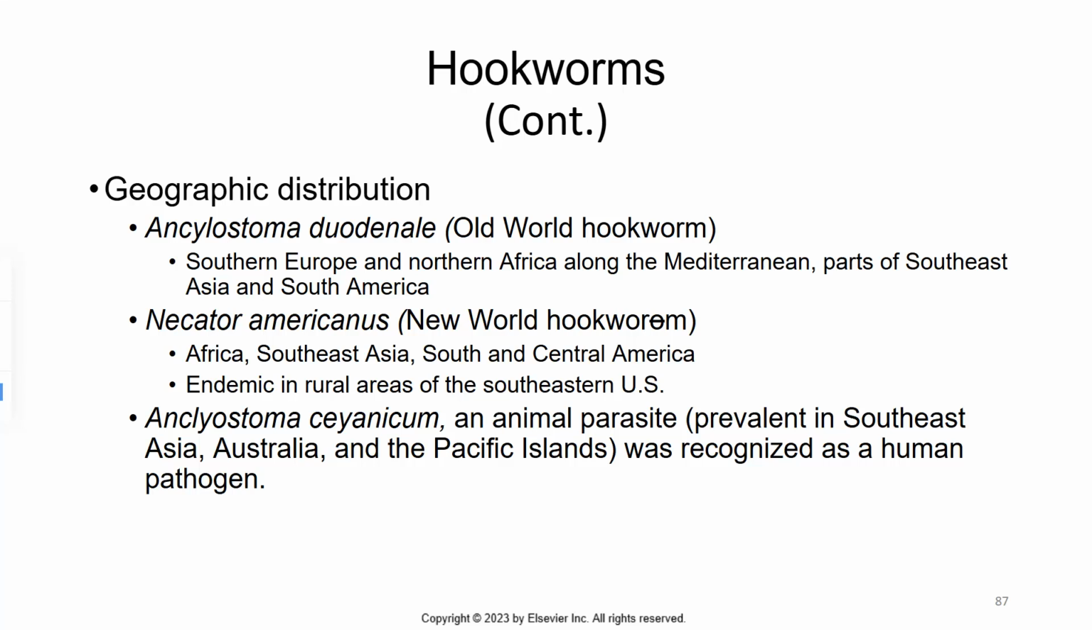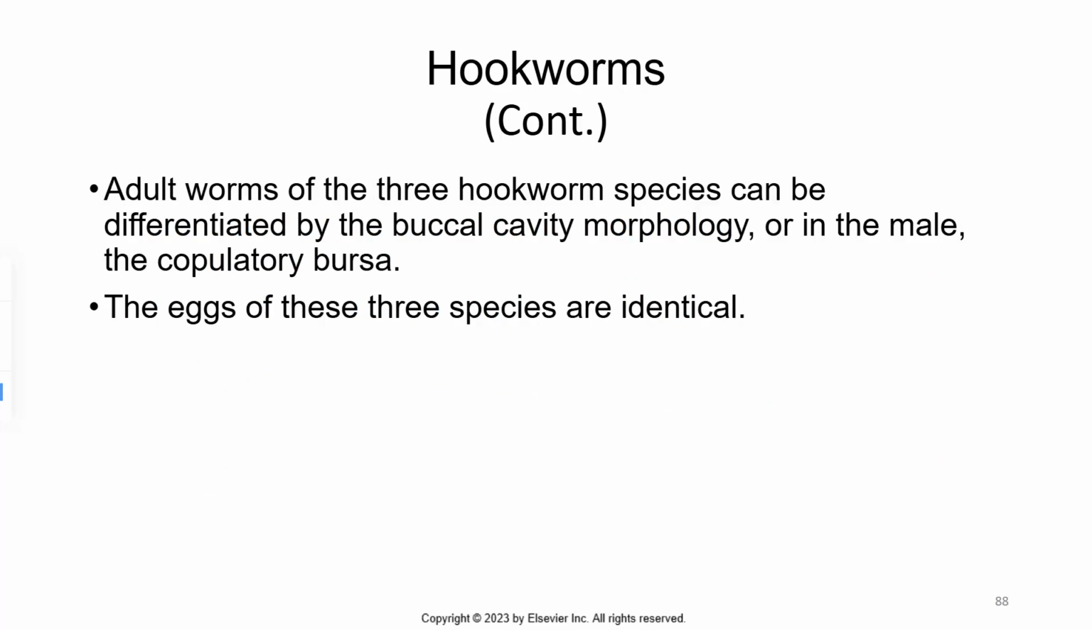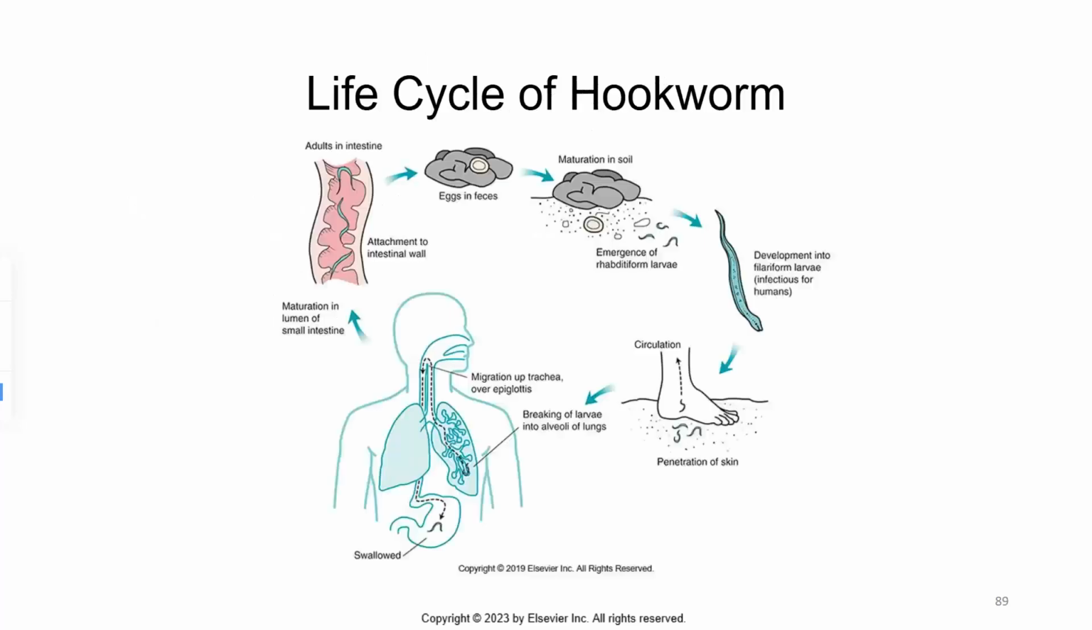Geographic distribution: Ancylostoma duodenale, southern Europe and northern Africa, along the Mediterranean, parts of Southeast Asia and South America. Necator americanus, Africa, Southeast Asia, South and Central America, endemic in rural areas of southeastern United States. Ancylostoma ceylanicum is an animal parasite that's prevalent in Southeast Asia, Australia, and the Pacific Islands, and it was recognized as a human pathogen. Adult worms of the three hookworm species can be differentiated by the buccal cavity, but the eggs are identical.